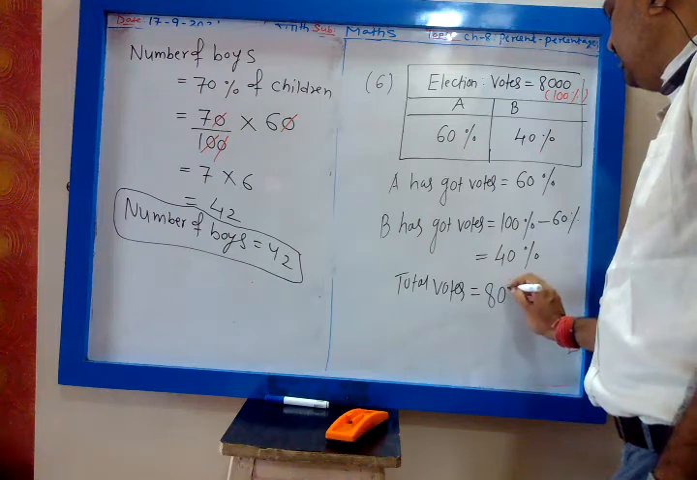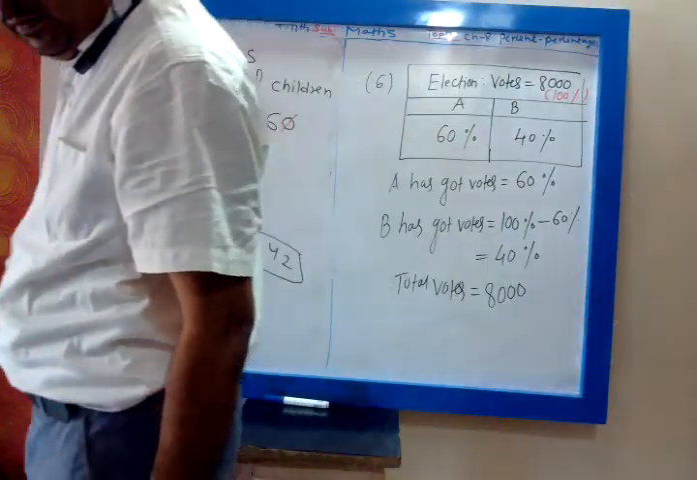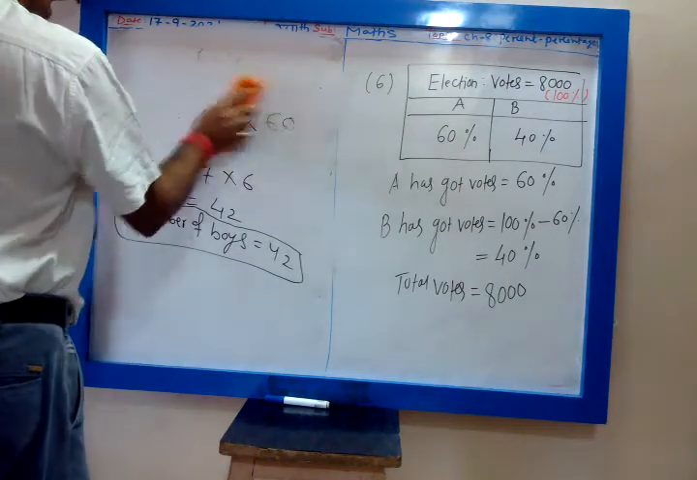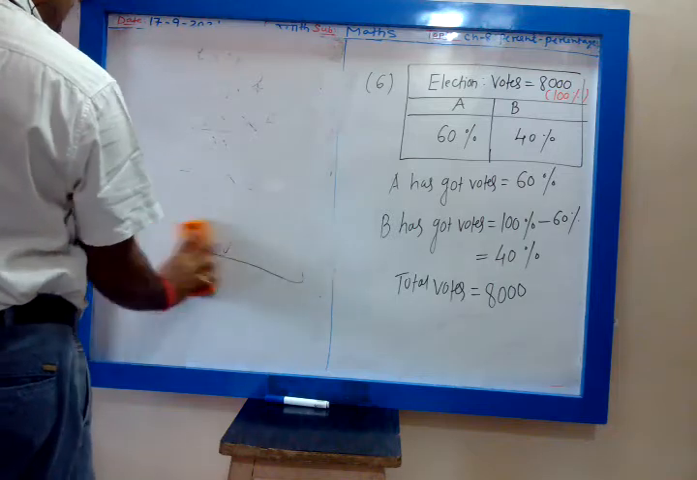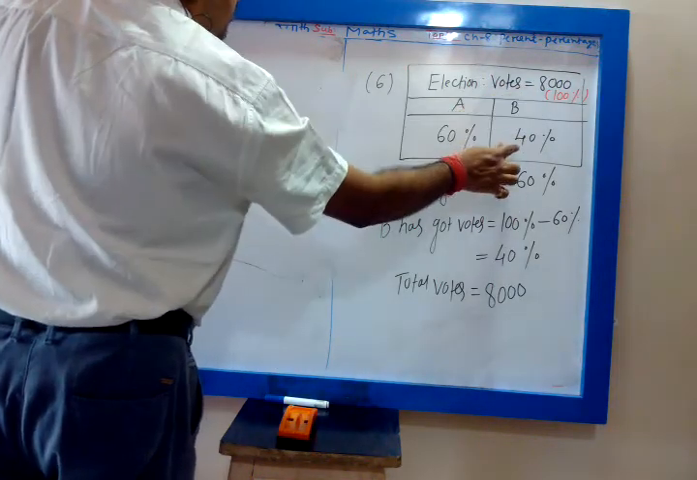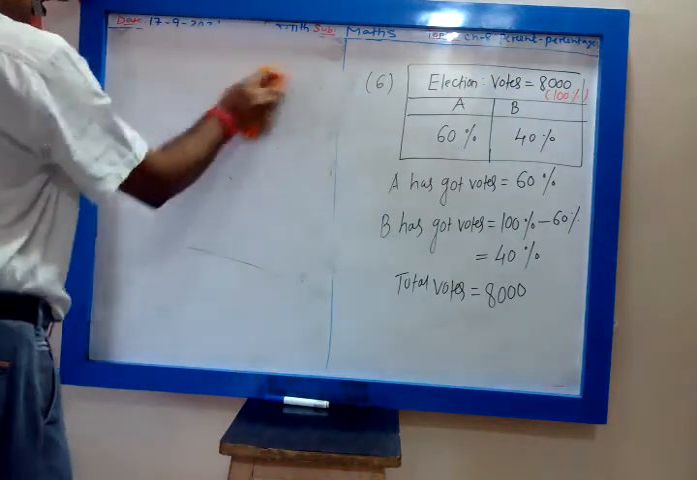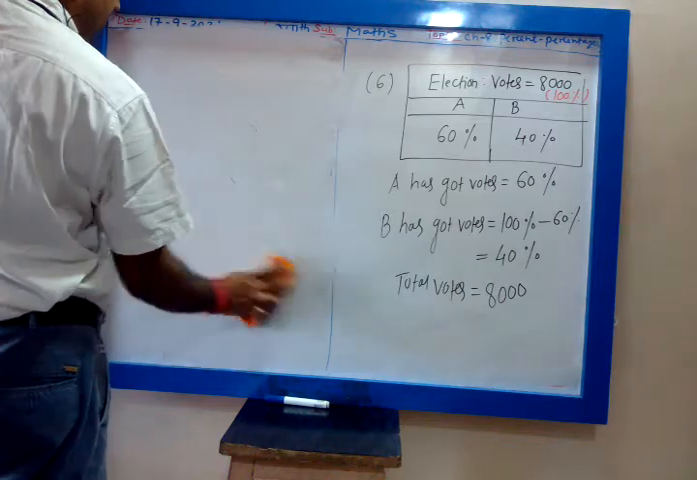Now from percentage we can find the number of votes. A's percentage is 60, B's percentage is 100 minus 60, that is 40. So A has got 60% of 8,000, B has got 40% of 8,000. You will get the number of votes. Now you have to find the votes of each.